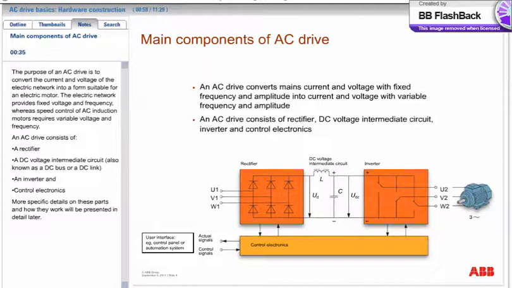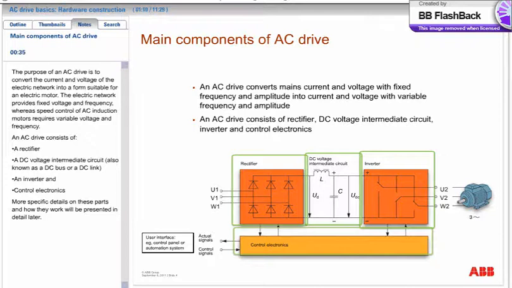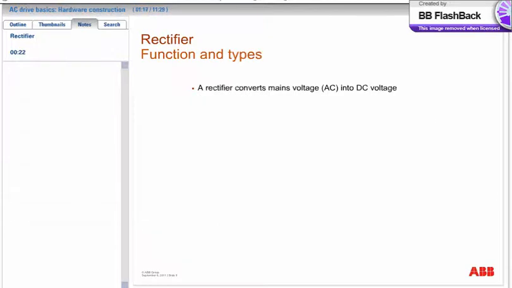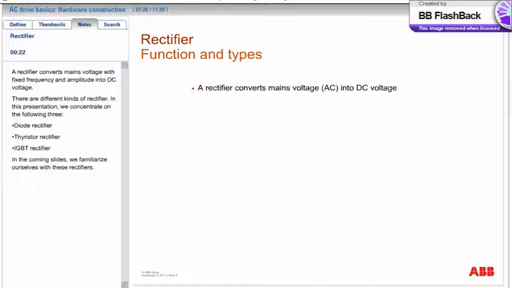An AC drive consists of a rectifier, a DC voltage intermediate circuit, also known as a DC bus or a DC link, an inverter, and control electronics. More specific details on these parts and how they work will be presented in detail later. A rectifier converts mains voltage with fixed frequency and amplitude into DC voltage. There are different kinds of rectifier. In this presentation, we concentrate on the following three: diode rectifier, thyristor rectifier, IGBT rectifier. In the coming slides, we familiarize ourselves with these rectifiers.